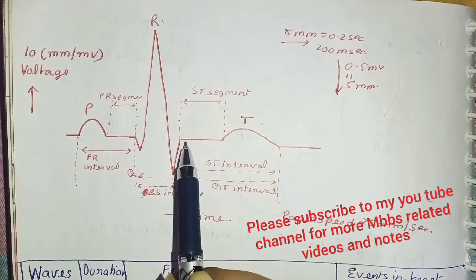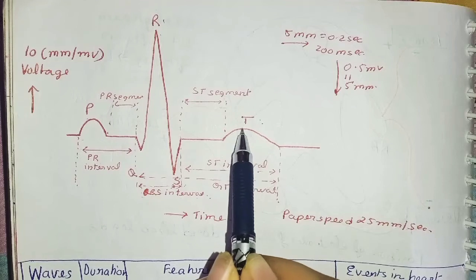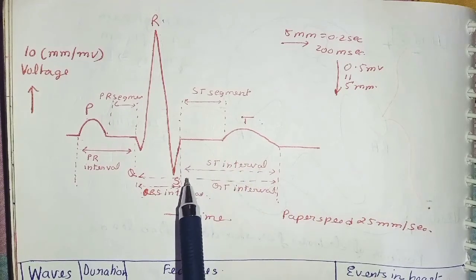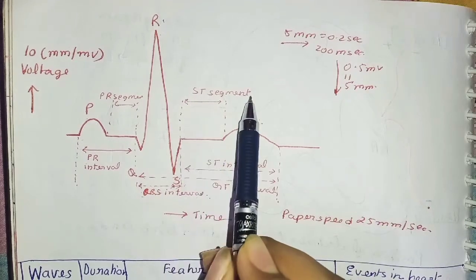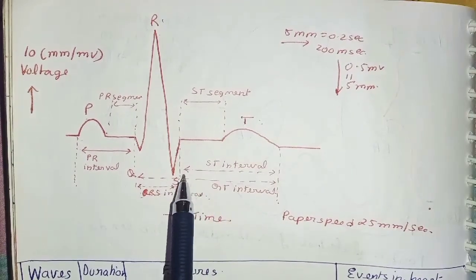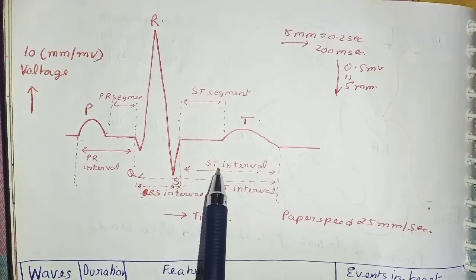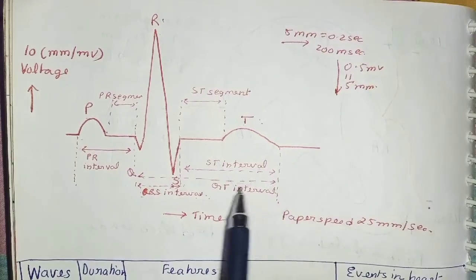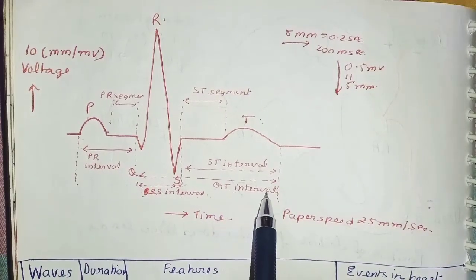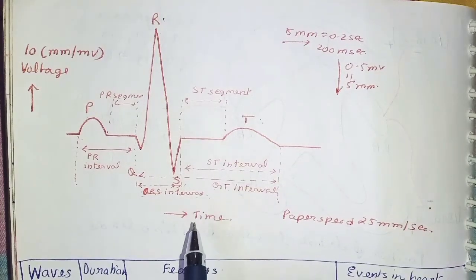And this is S. And this represents T wave. So between S and T there is ST segment, and between S and the ending of T there is ST interval. However, between Q and ending of T it is QT interval. So there are many types of segments and intervals in this. This is a graph of voltage versus time.